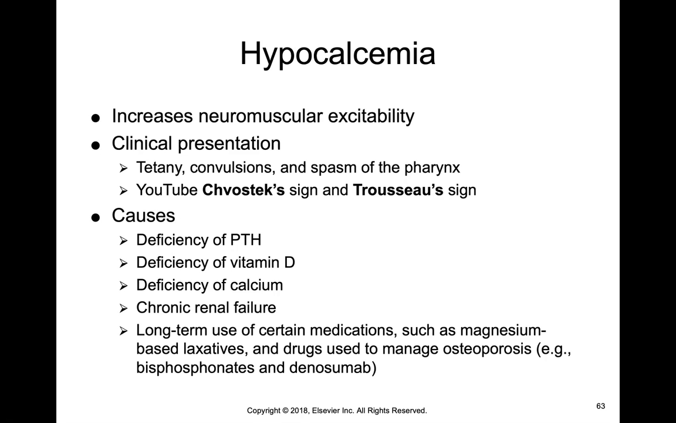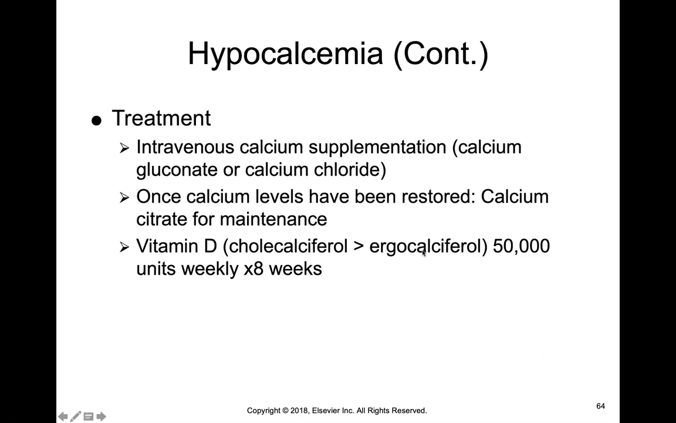Hypocalcemia can lead to an increase in neuromuscular excitability. It can cause tetany, convulsions, and spasm of the pharynx if severe. And I do encourage you guys to look on YouTube for Chvostek's sign and Trousseau sign to see the effects of hypocalcemia. And of course, these are some of the causes. Long-term use of certain medications such as magnesium-based laxatives or drugs used to manage osteoporosis can lead to hypocalcemia. Excuse me.